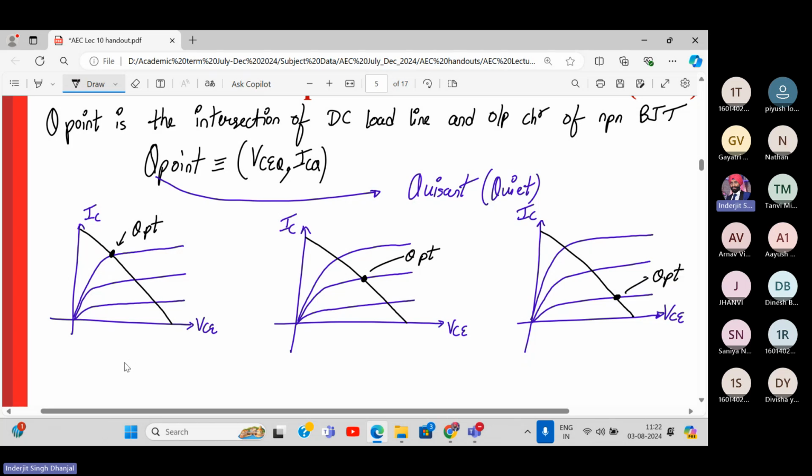Okay. So tell me in which region of operation this is near saturation. Yes. So Q point is closer to the y-axis, so it's near saturation. This is in forward active. And this is near cutoff.